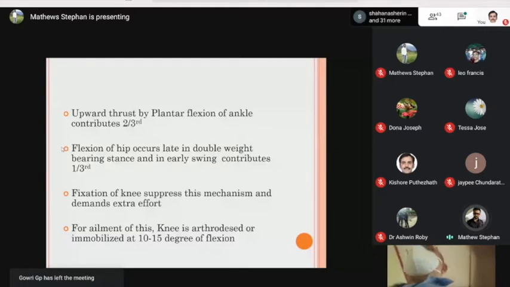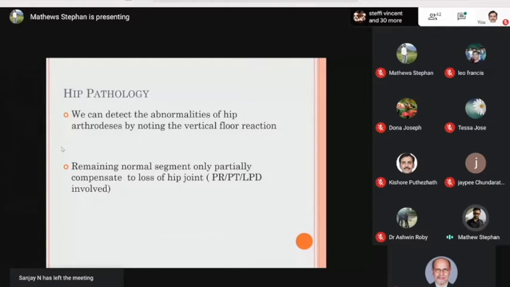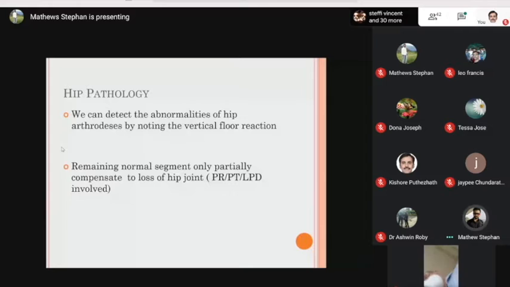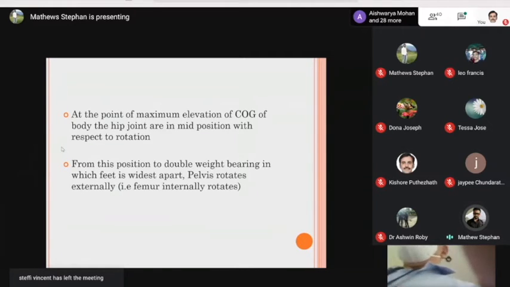Next, coming to the hip pathology, we can detect the abnormalities of hip arthrosis by noting the vertical floor reaction. The remaining normal segments only partially compensate for the loss of the hip joint, that is, the pelvic rotation, tilt and lateral pelvic displacements are involved. At the point of maximum elevation of the center of gravity of the body, the hip joints are in mid position with respect to rotation. From this position to double weight bearing, in which the feet are widest apart, the pelvis rotates externally, that is, the femur is internally rotated.